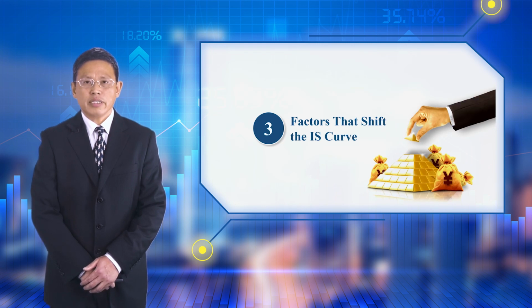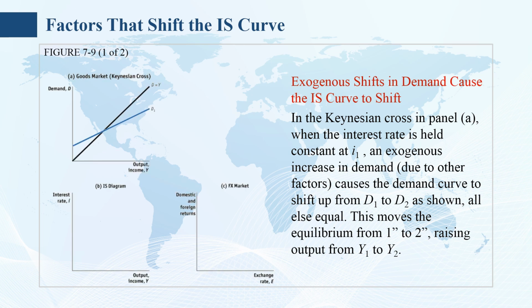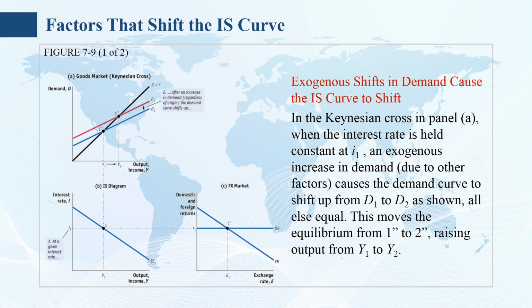3. Factors that shift the IS curve. We now explore several changes that result in an increase in demand, that is, an upward shift in the demand curve in Figure 7-9. In the Keynesian cross in Panel A, when the interest rate is held constant at I1, an exogenous increase in demand due to other factors causes the demand curve to shift up from D1 to D2 as shown, all else equal. This moves the equilibrium from 1 to 2, raising output from Y1 to Y2.